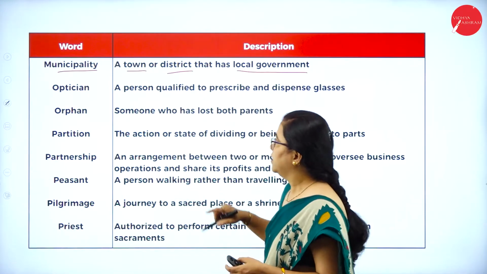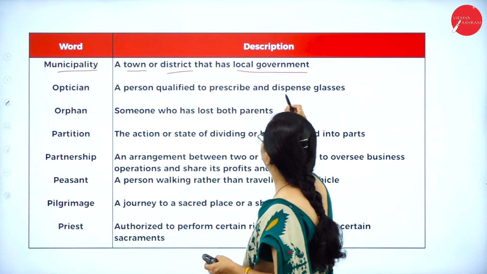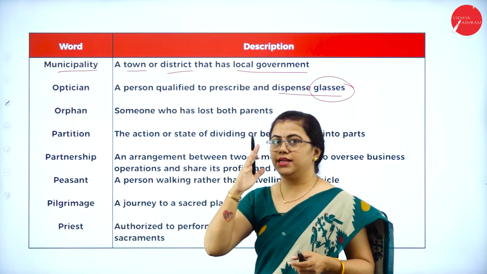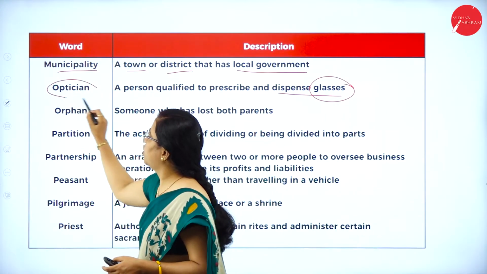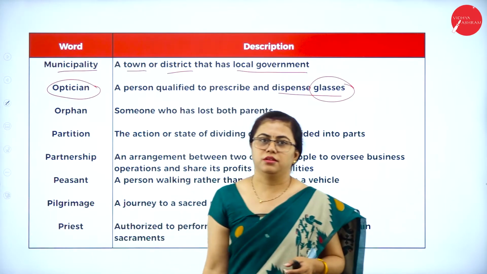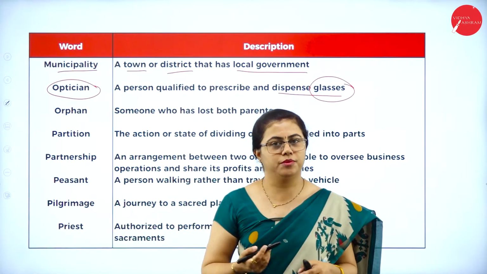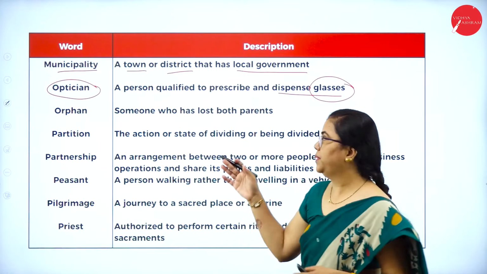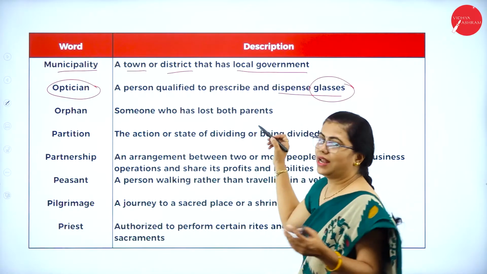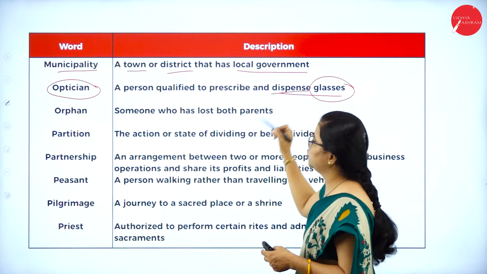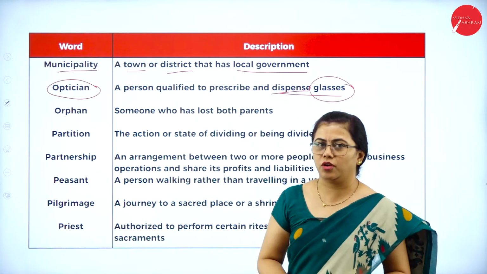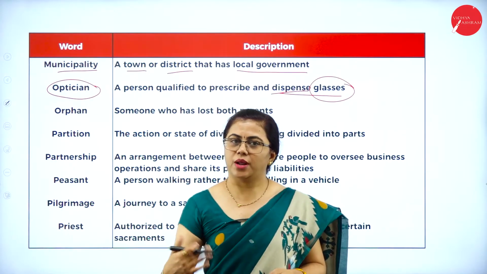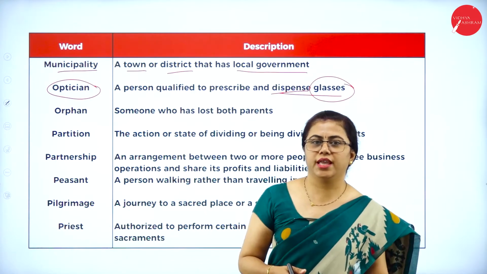Okay. Then we have this, a person qualified to prescribe and dispense glasses. Okay, glasses, that is the specs. That person is called as an optician. Optician or ophthalmologist. Ophthalmologist is a doctor. But optician has the license in order to dispense also, means he can sell it also. Margaya obtains a pair of specs from the optician, or I am working as an optician.